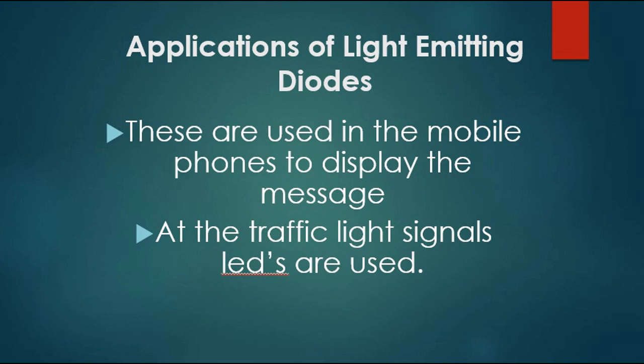These are used in mobile phones to display messages. That is true, because once somebody sends you a message on WhatsApp or anything, a sound will come out, and you will see lights that signify that yes, something has come in. It is also used in traffic lights, traffic signals. LEDs are used in traffic signals, maybe red and so on. Stop, move, danger, and so on. Those are the LEDs, and it is called the light emitting diode.